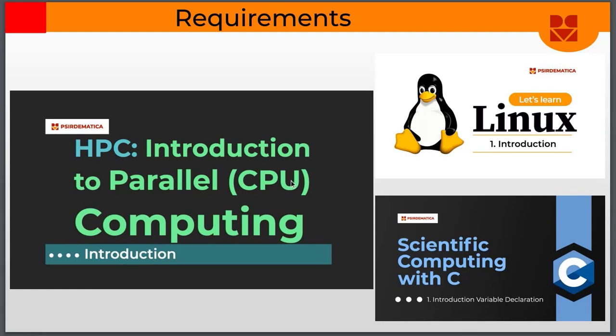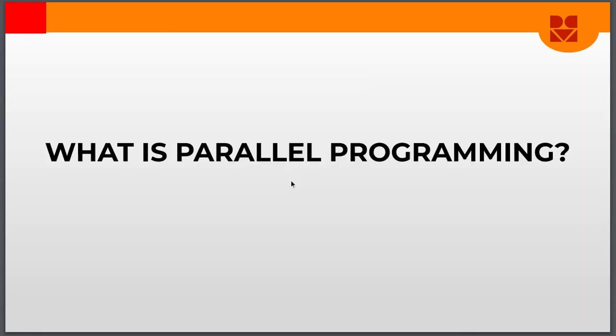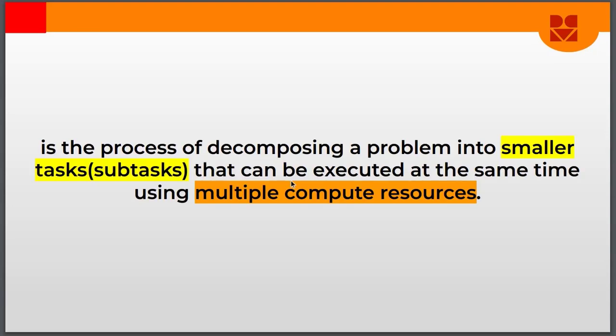Anyways, now what is parallel programming? Parallel programming is a process of decomposing a problem into smaller tasks. So you break down problems into sub-tasks that can be executed at the same time using multiple compute resources. You decompose them into smaller tasks in such a way that these tasks can be executed simultaneously on multiple compute resources.